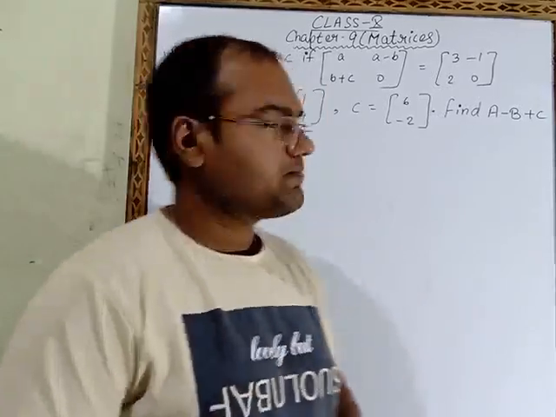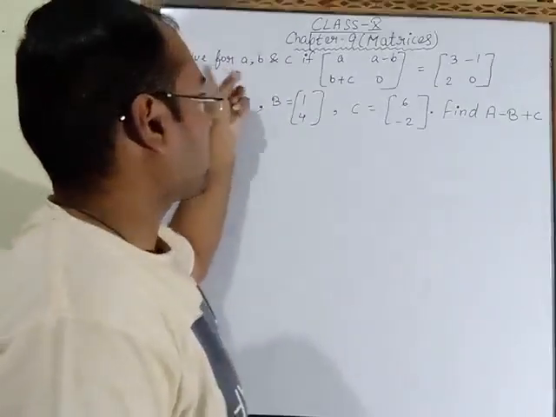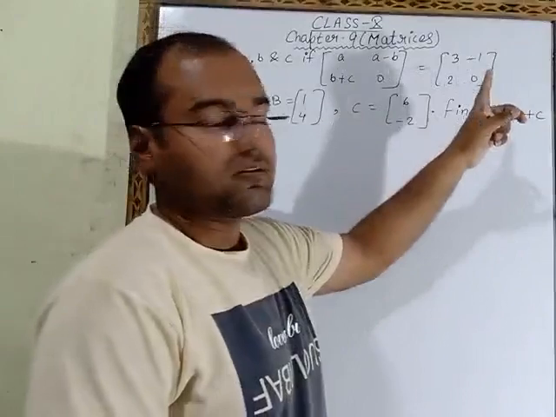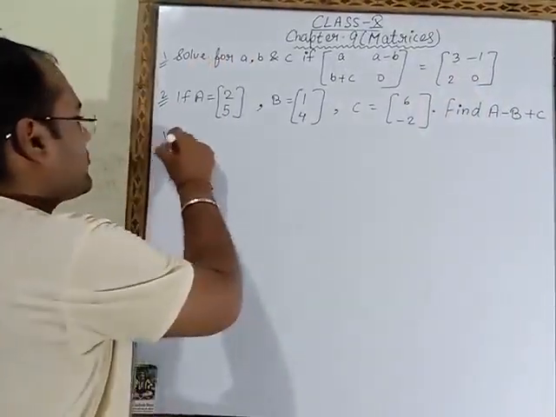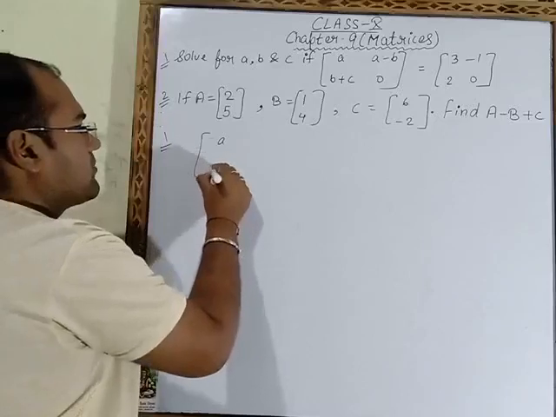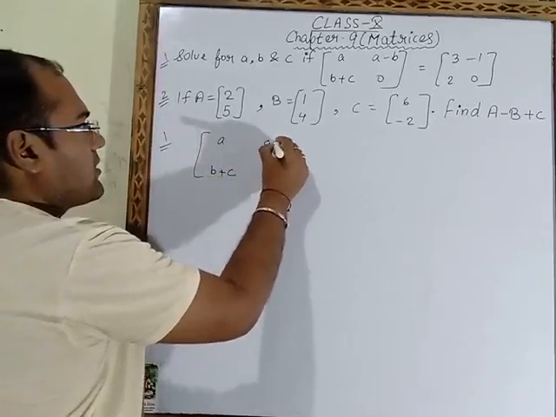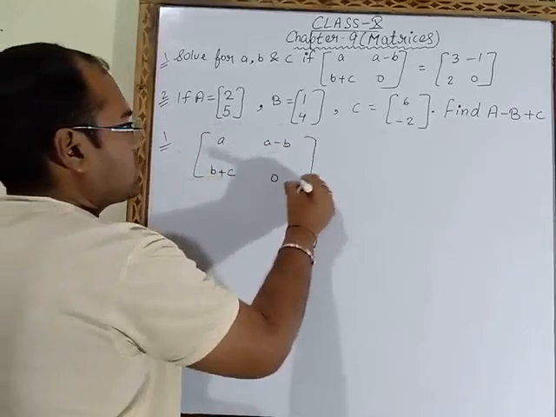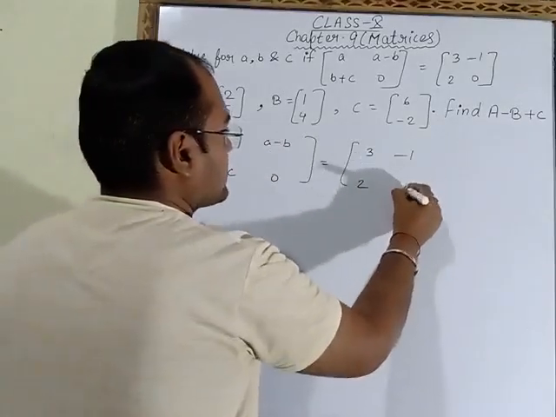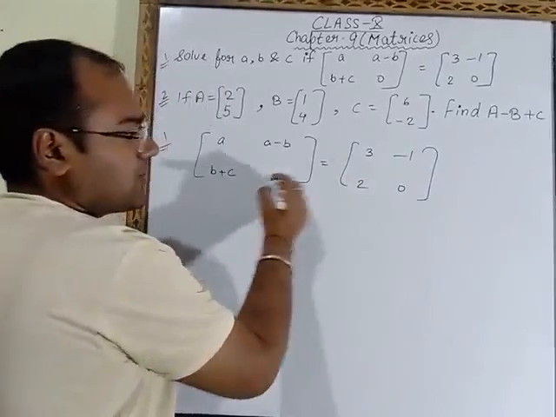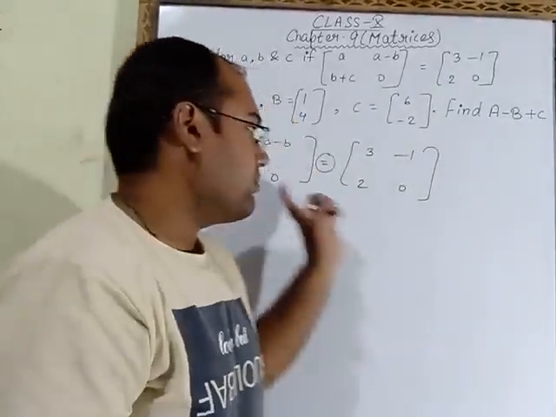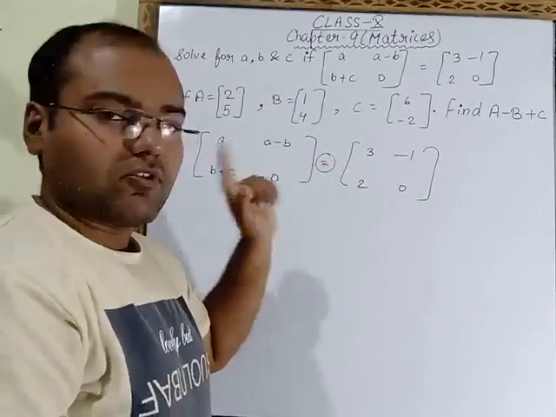See this question. The first question is, we have to find the values of A, B and C, and this statement is given. So first of all, we will note down: A, B plus C, A minus B, 0 is equal to 3, 2, minus 1, 0. Here, between both the matrices, an equal sign is coming.